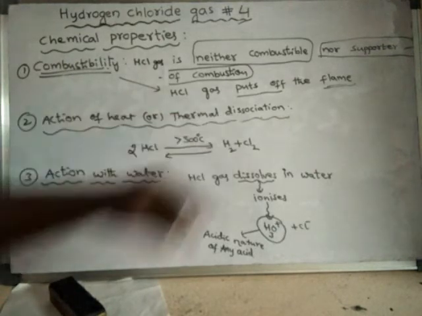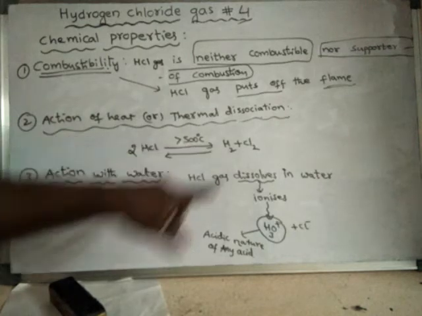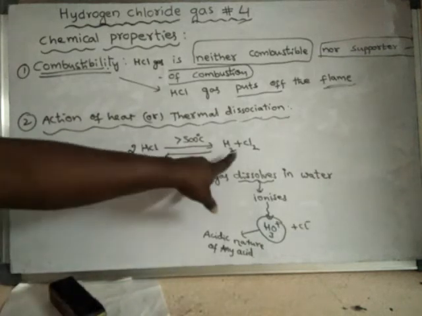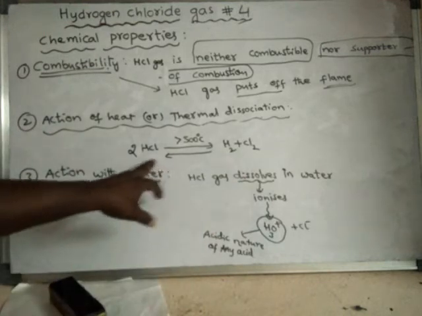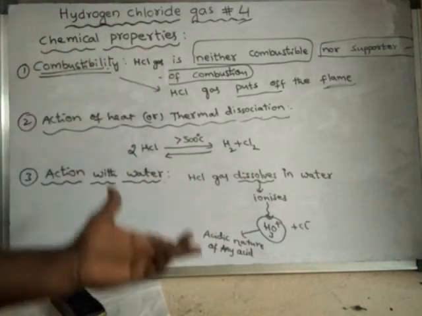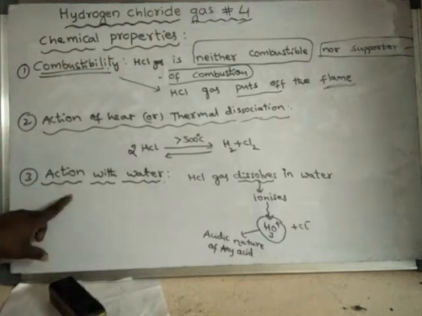So thermal dissociation is nothing but a reversible thermal decomposition reaction. So HCl will show that property. HCl will break down, it can form two different substances. Hence this property is said to be a chemical property. Okay, right. Next, the next chemical property is action with water.